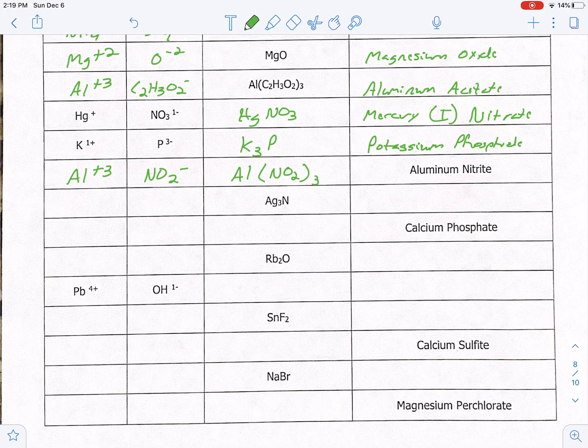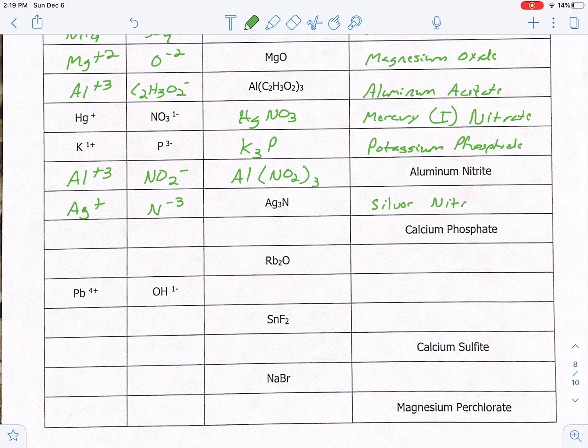Okay, Ag3N. Nitrogen on the periodic table has a charge of -3. And Ag is one of those that's stuck at a charge of +1. Since it always has a charge of +1, it does not change, so you do not need a Roman numeral. So that's just going to be silver nitride.